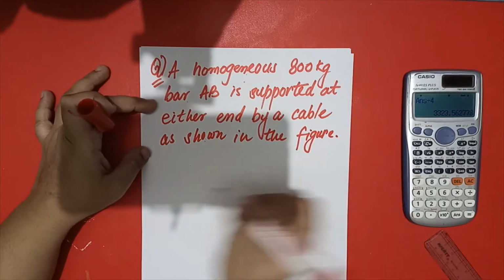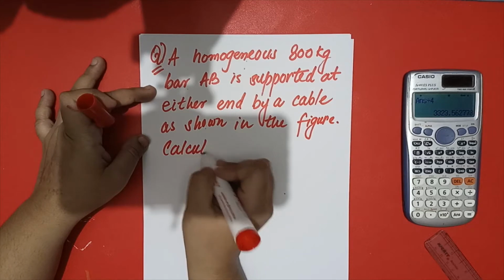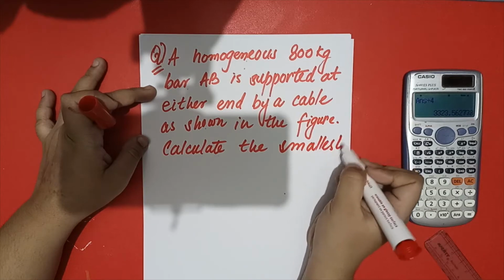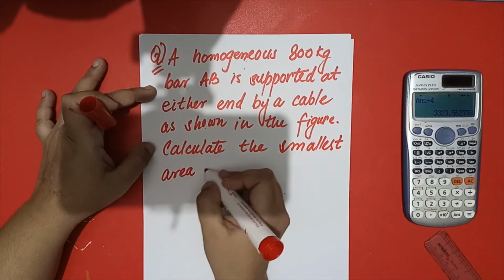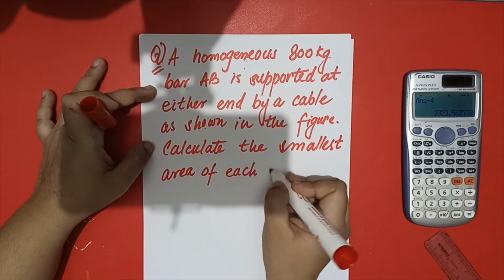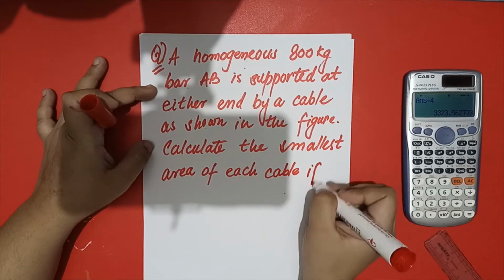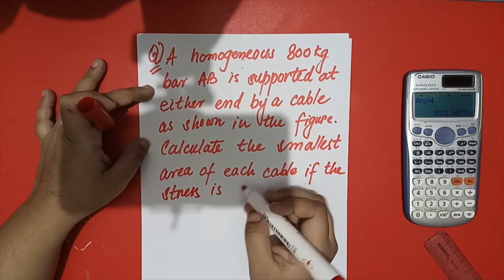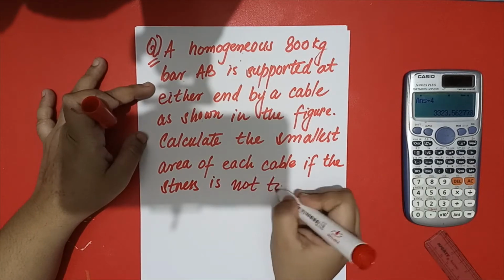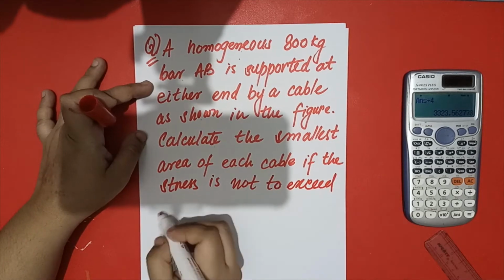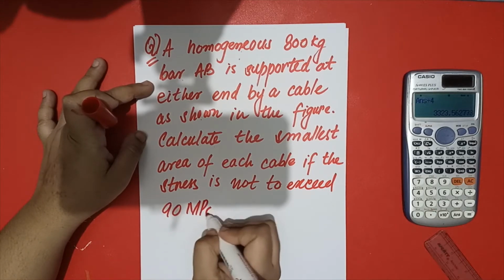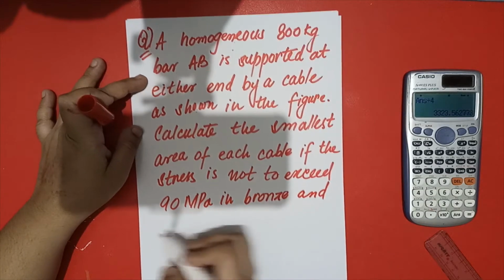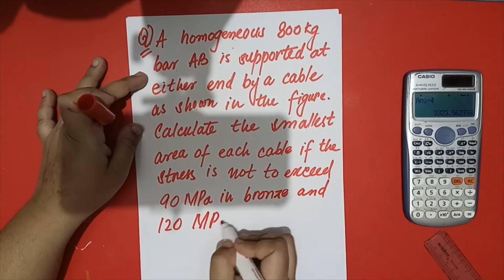Calculate the smallest area of each cable if the stress is not to exceed 90 MPa in bronze and 120 MPa in steel.